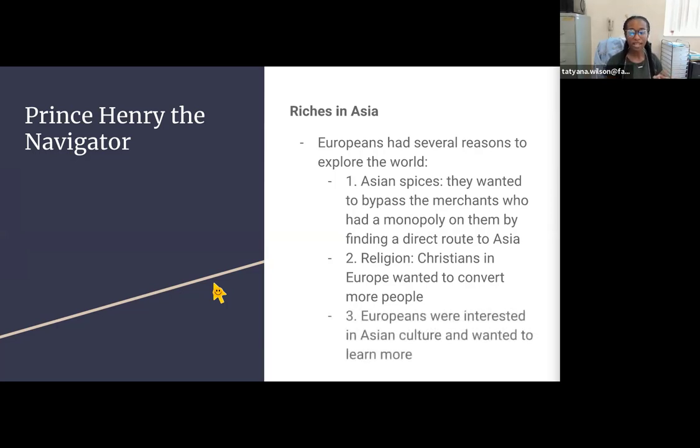And lastly, Europeans are simply just interested in Asian culture and wanted to learn more, right? The queen and fancy people owned things like porcelain and silk, and they just went in on that. So they're going to go explore it too.